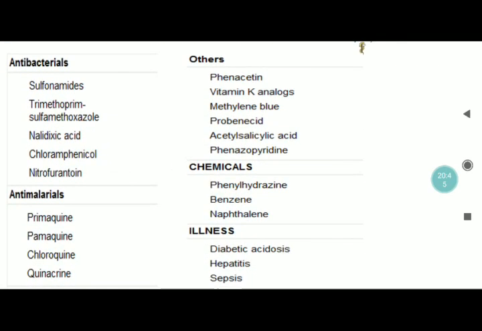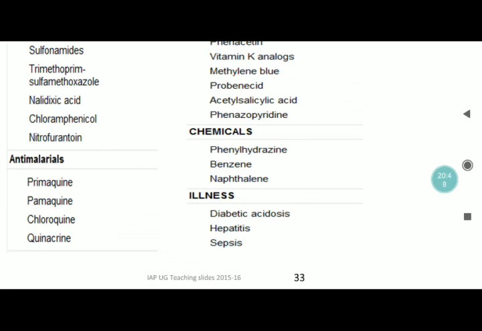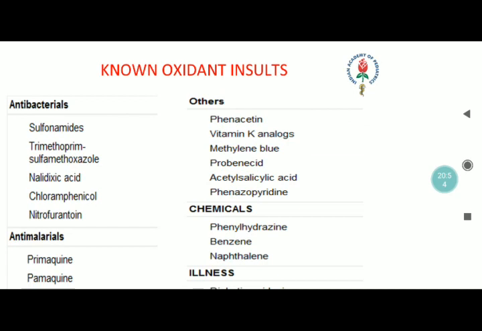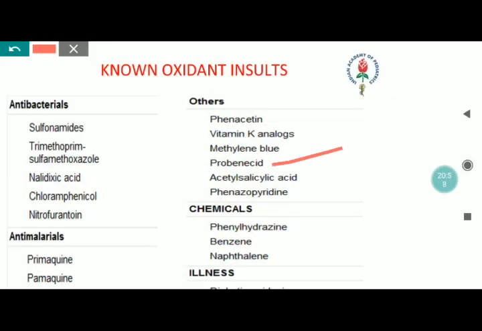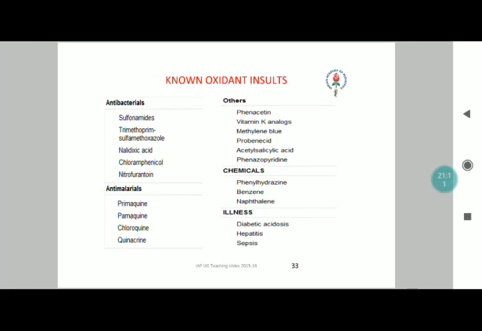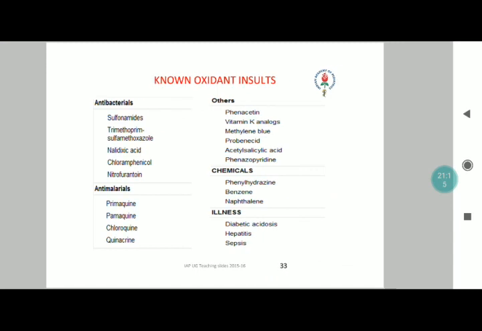The chemicals which can cause this, of course, can be benzene, naphthalene, and phenylhydrazine. Illnesses like diabetic ketoacidosis, hepatitis, as well as sepsis can also cause it. But this miscellaneous segment is where I would like to focus, because probenecid is commonly used in the treatment of gout. Aspirin is commonly given sometimes as NSAIDs, even in JIA. Vitamin K analogs sometimes are given in bleeding tendencies. Methylene blue is also rarely given.